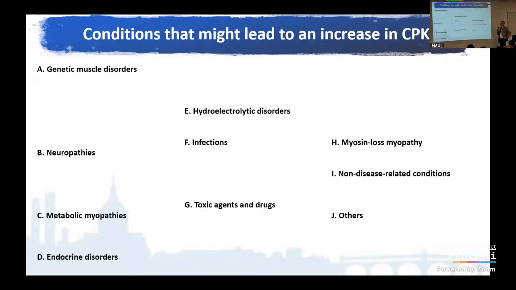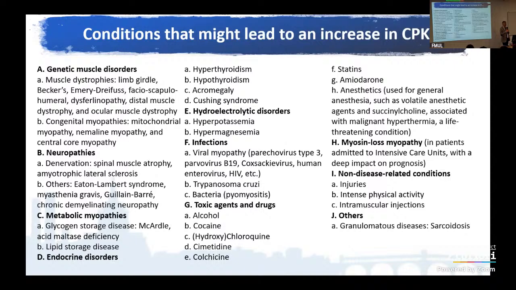As you can see, we may have different conditions. We have genetic muscle disorders. We have also neurological problems. We have metabolic myopathies, endocrine disorders, hydroelectrolytic disorders, and so on, including infection. But if you see the number of conditions included in this chapter, we have a lot of things that we should consider when assessing one patient with increased CPK.